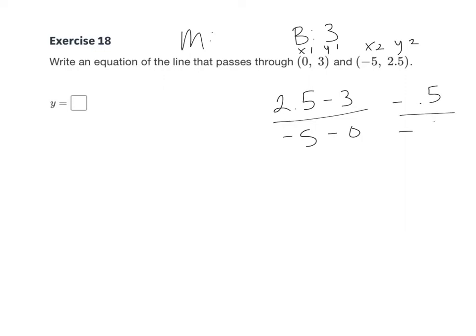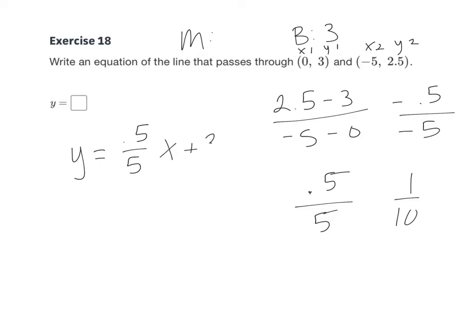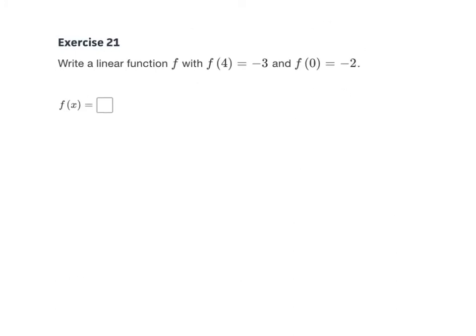over -5. Negative divided by negative is positive. 0.5 over 5 would work fine. If you're worried about that decimal in the fraction, you could multiply everything by 2, and that would give you 1/10. So our equation is going to be y equals 0.5 over 5x plus 3, or y equals 1/10 x plus 3. Either one of these should have worked for you.